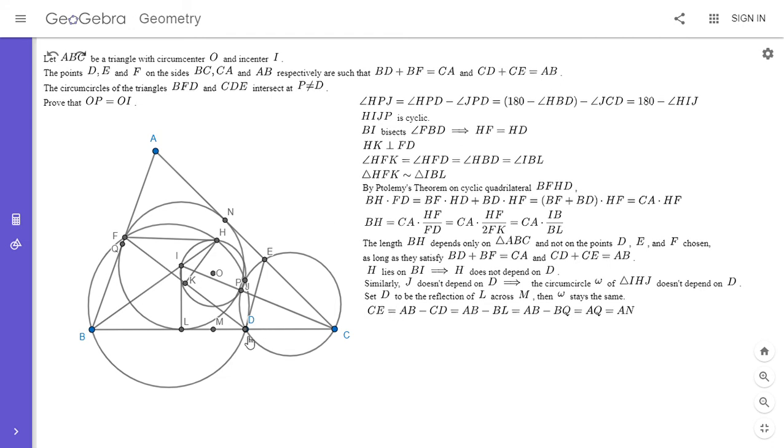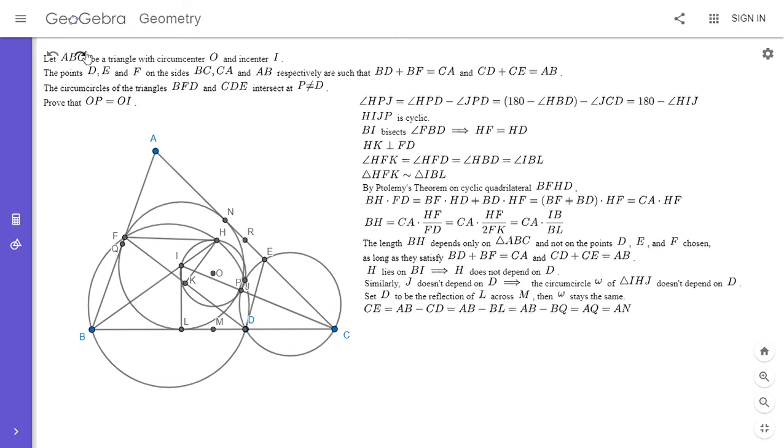Because basically, you can think about it, we can move around point D, but then E and F are a function of point D based on these two conditions. So if D is at this point, it forces CE to be AB minus CD, and that's AB minus BL, because D and L are symmetric with respect to the midpoint. So CD is equal to BL, and then AB minus BL, that's AB minus BQ, which is just AQ, which is just AN. So we have CE is equal to AN, so E and N are symmetric with respect to the midpoint of AC. And the same is true with F and Q.